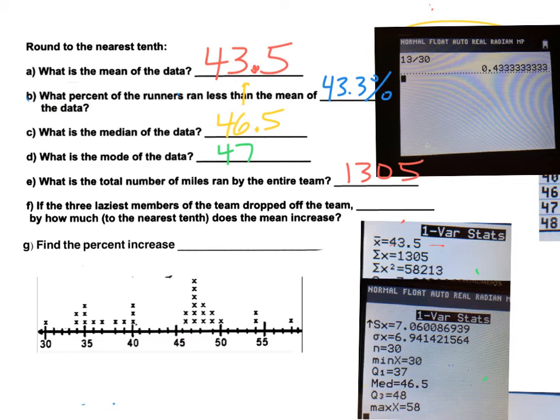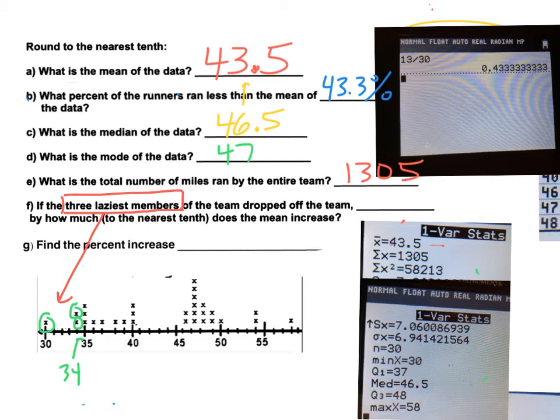Letter F. If the 3 laziest members of the team dropped off the team, by how much to the nearest tenth does the mean increase? Now, I don't know the members of this cross-country team, so I don't know how I can determine which 3 are the laziest. So I'm just going to assume that the 3 students who ran the least dropped off the team. So here the 3 students who ran the least are this student who ran 30 miles and these 2 students who ran 34 miles.